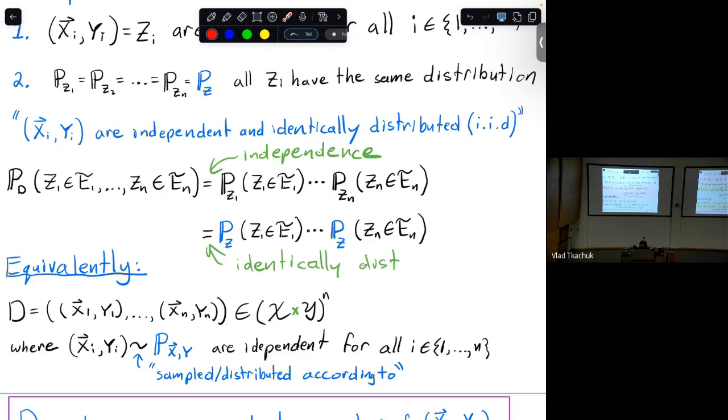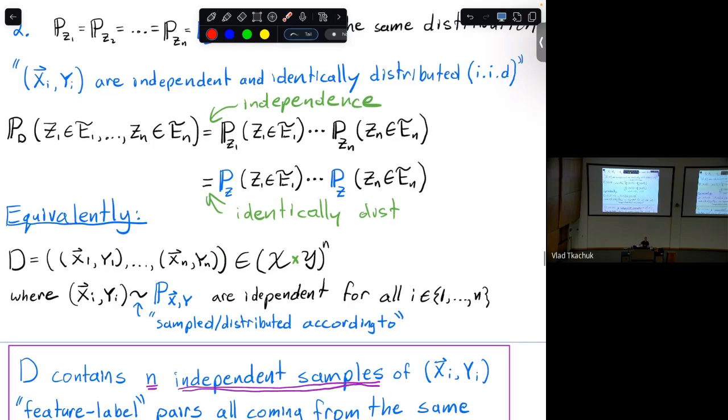And that turns out to be extremely useful because now I just am going to need to talk about the distribution of the feature label pairs. We'll see later that when things are independent and identically distributed, and you want to estimate something about it, such as the average value, it's going to be a lot easier when things are independent. That's also partly why this assumption is made.